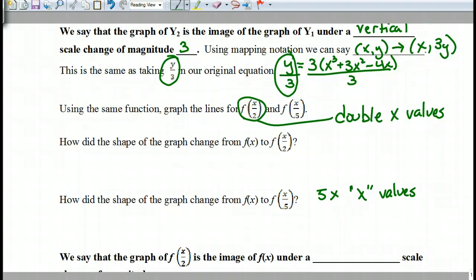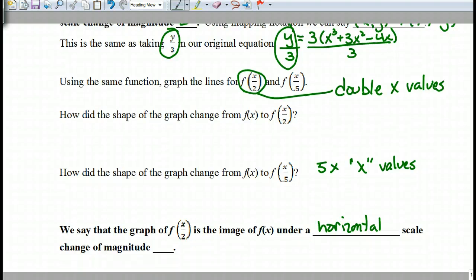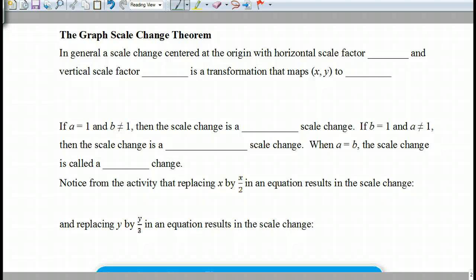All right, so what we say is that the graph of f of x divided by 2 is the image of f of x under a horizontal scale change of magnitude 2. How do you know? Like, what if it was smushing it? You know when you put it on that scale thingy, does it automatically graph when you put it on there? In your calculator, yeah, you can make it do that.